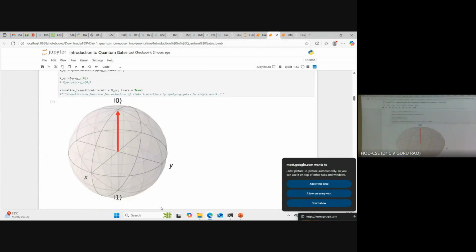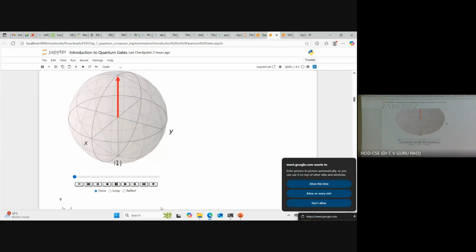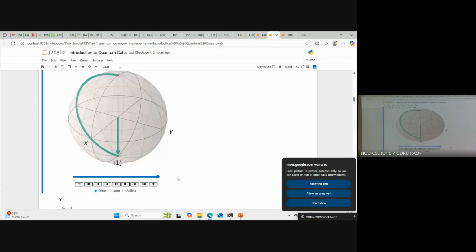So now if we have our vector in 0 and we apply the X gate, what will happen? It becomes 1. What it will do is flip. So let's see. It flipped.